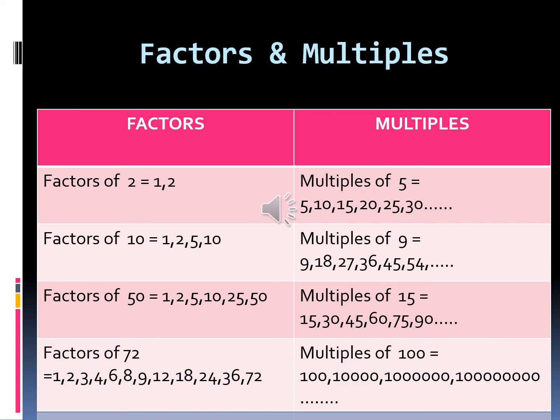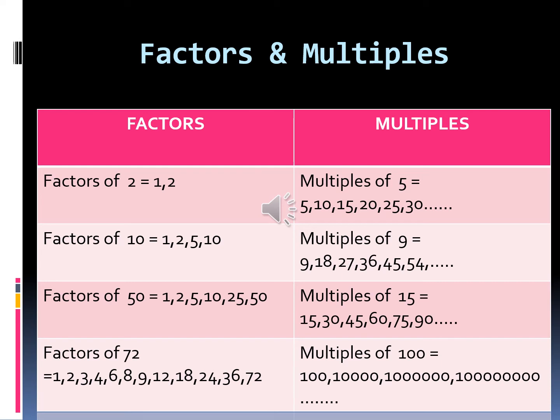Also, factors of a number are either smaller than the number or equal to the number. All the factors of 2 means 1 and 2. 1 is smaller than 2 and 2 is equal to 2. Factors of 10, if you see, 1, 2 and 5 are smaller than 10 and 10 is equal to 10. If you see factors of 50, 1, 2, 5, 10 and 25 are smaller than 50 and 50 is equal to 50. So all the factors of a number are either smaller than the number or equal to the number, right?